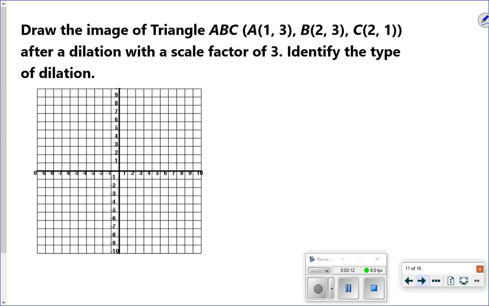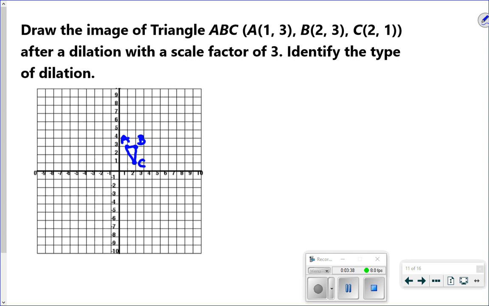So let's take a look at this first problem. It says, draw the image of triangle ABC after a dilation with a scale factor of 3. Identify the type of dilation. Okay, so I'm going to start by just drawing triangle ABC. So A is at 1, 3. B is at 2, 3. And then C is at 2, 1. So here's my triangle.